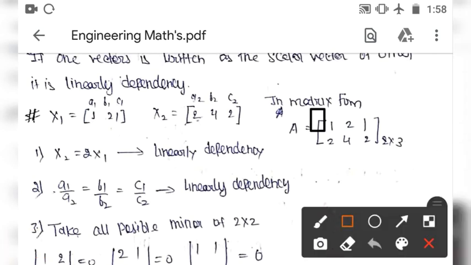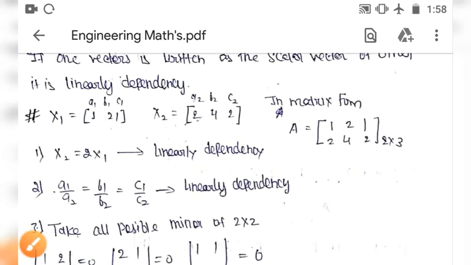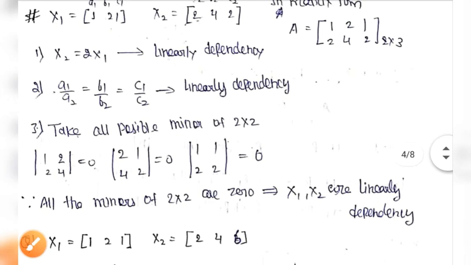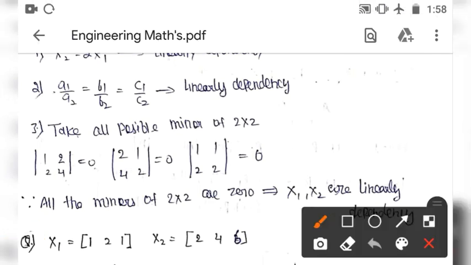Either you take this one possible minor, 1 2 2 4. Second is 2 4 1 2, and then the third one is 1 2 1 2. If you find the determinant of all these possible minors and it is coming 0, it means there is a dependency. So if all possible minors of 2 cross 2 are coming 0, there is a dependency in the vectors. This is the third technique to find whether the given matrix is dependent or independent.